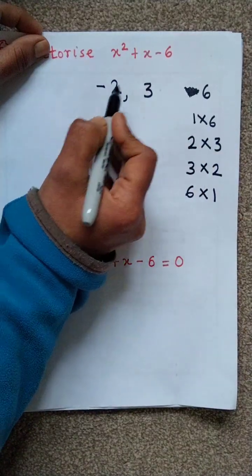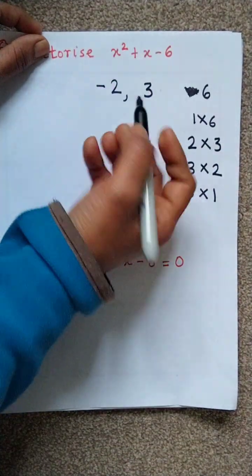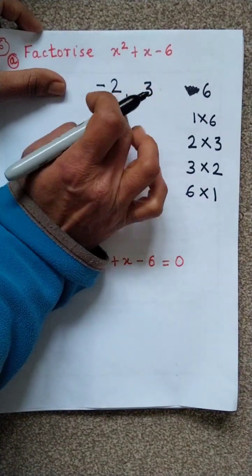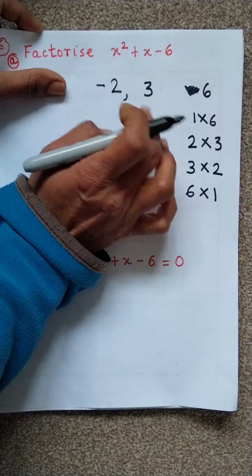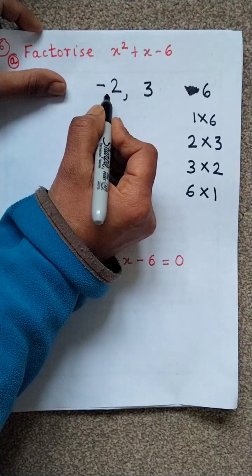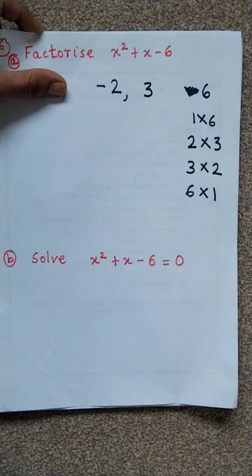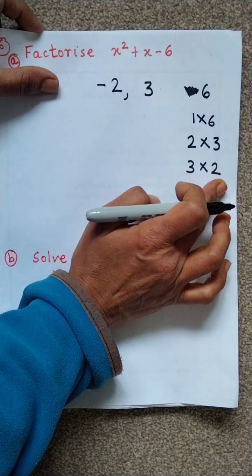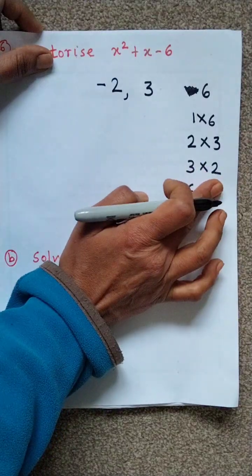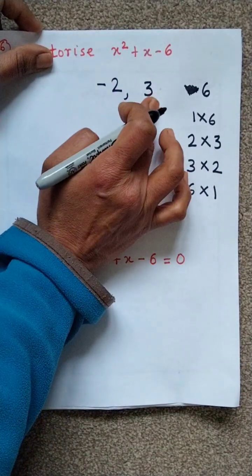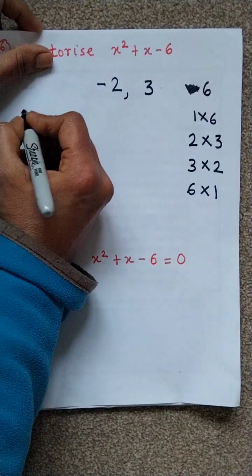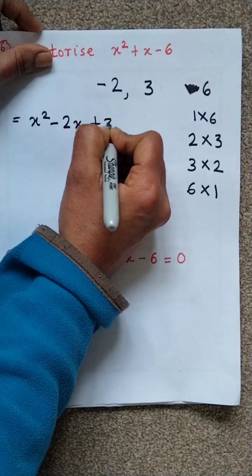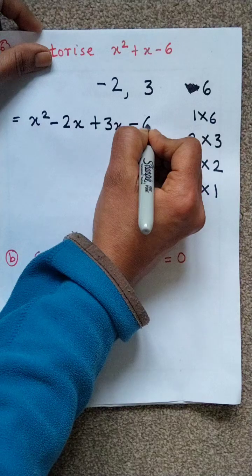So 3 minus 2 is 1x. Okay, so 3 and minus 2. So minus 2 plus 3, or 3 minus 2 is 1, or minus 2 plus 3 is 1. And if we multiply, we get minus 2 times 3 is minus 6. Okay, or you can take 3 and 2 as well. This plus 3 and minus 2. Okay, plus 3 and minus 2. Now here, minus 2 plus 3, or 3 and minus 2. Okay, is equal to x square minus 2x plus 3x and minus 6.